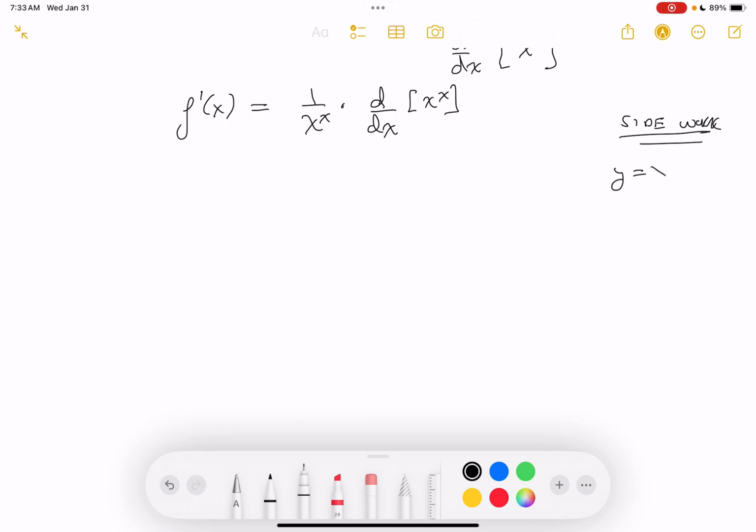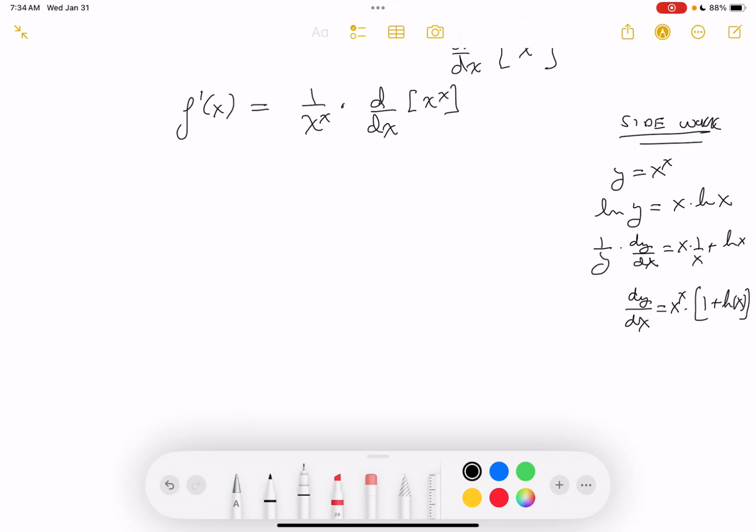I'm going to say y equals x to the x. I take the natural log of both sides, and you get x ln x. Take the derivative of both sides. That would be 1 over y times dy dx, and the other side is going to be x times 1 over x plus ln x. All right? So what do you get? You get dy dx equals y. Well, y is x to the x, times the first term, which is 1, plus the second term, natural log of x.